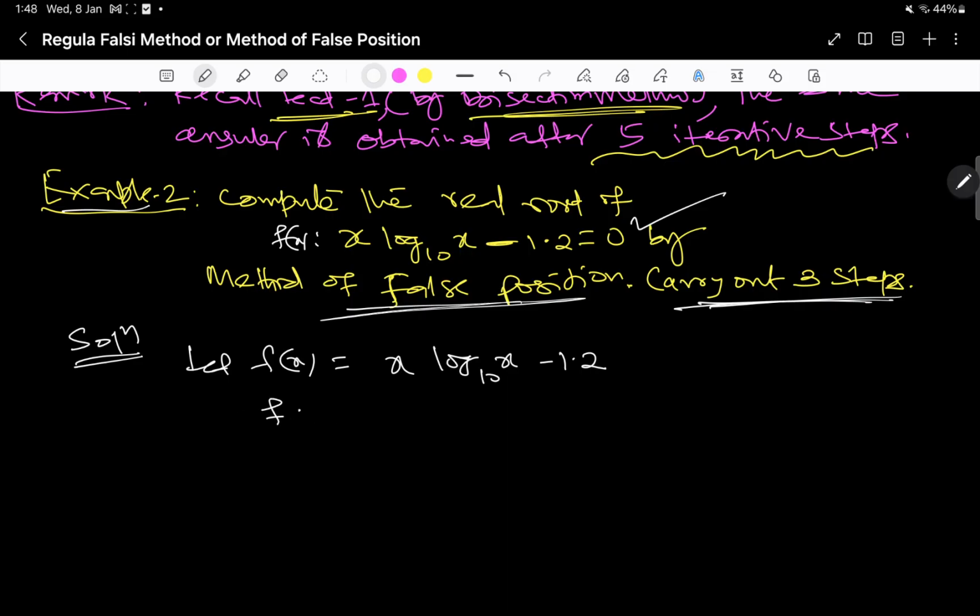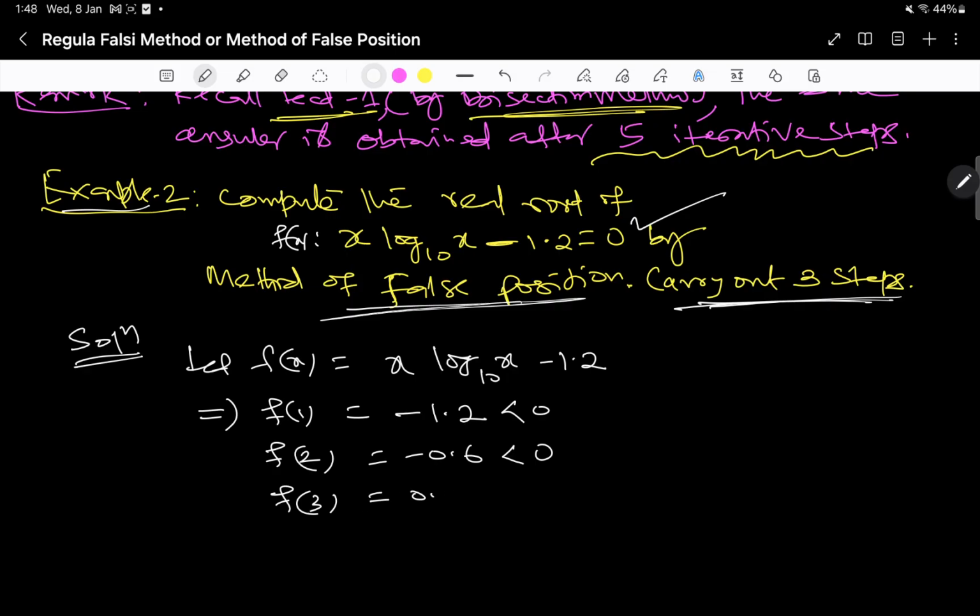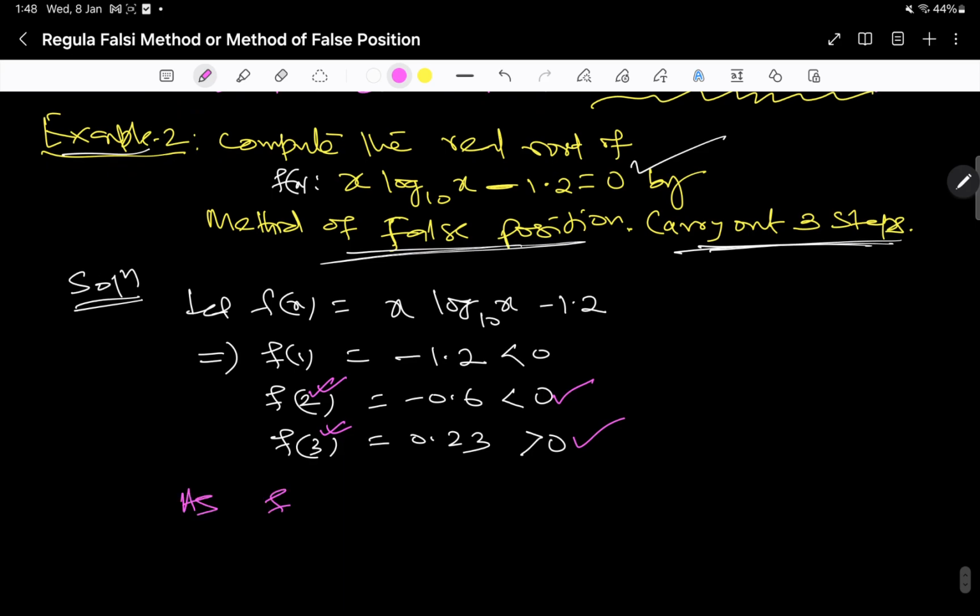What is f of 1? f of 1 is minus 1.2. What is f of 2? Minus 0.6, also negative. What is f of 3? It is 0.23, positive. Now you see these two consecutive values, one negative and one positive. As f of 2 into f of 3 is negative, the root lies in the open interval 2 and 3.